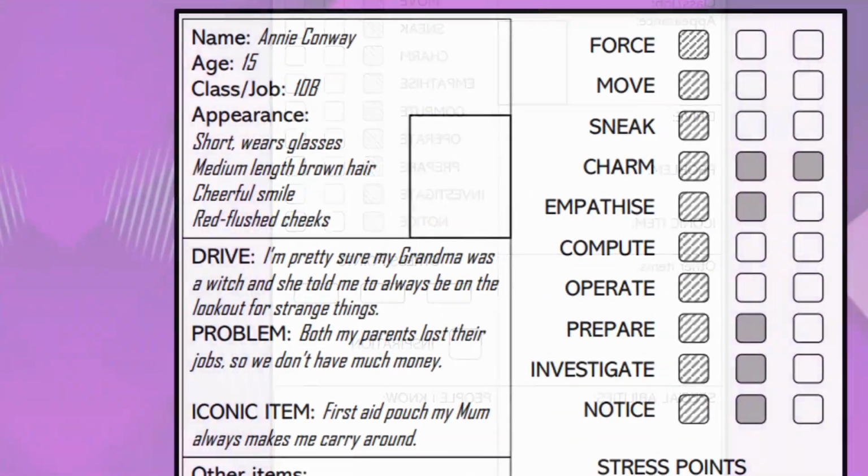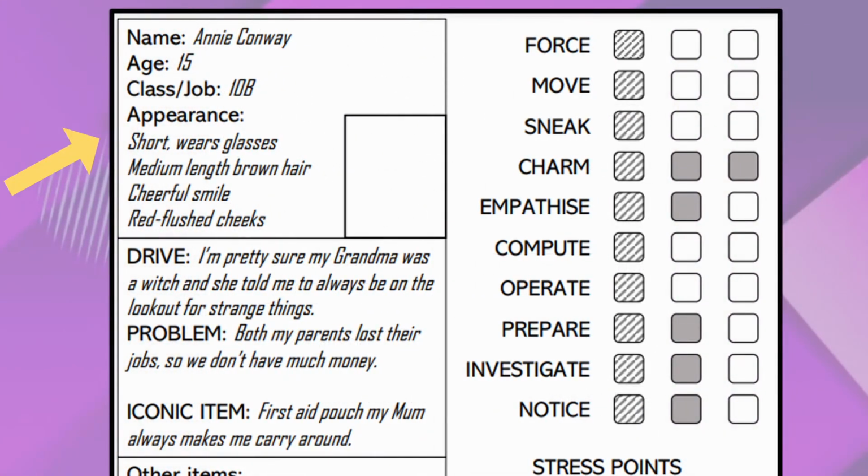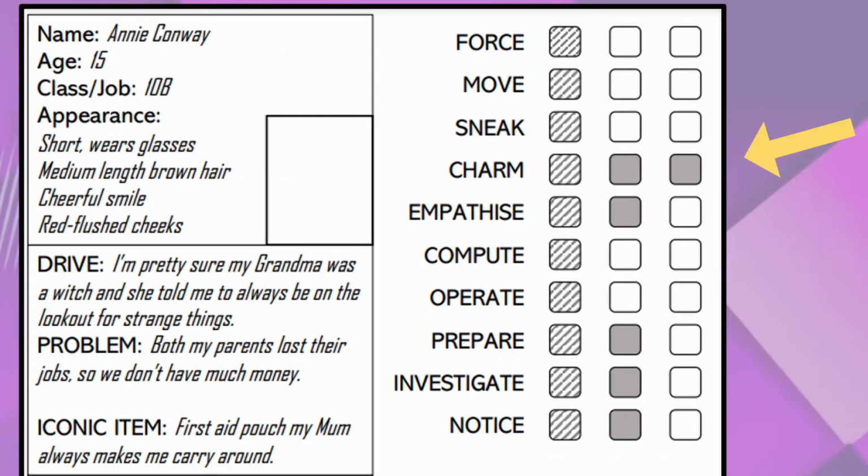Let's look at Annie's. Over here we've got her name and some basic info and description. That's all nice for flavour and roleplay, and we'll get back to that, but for now we're going to focus on the right hand side. A quick aside, this is the prototype character sheet, so it might change, and I'm not a great graphics designer, so apologies for the slightly basic presentation.